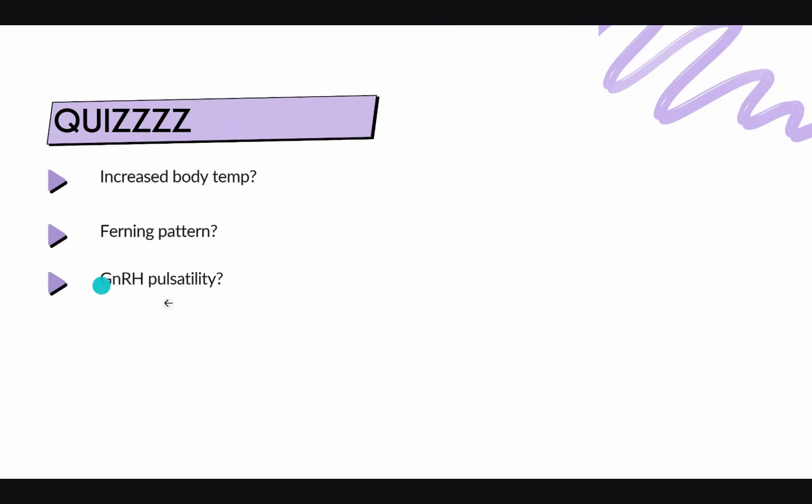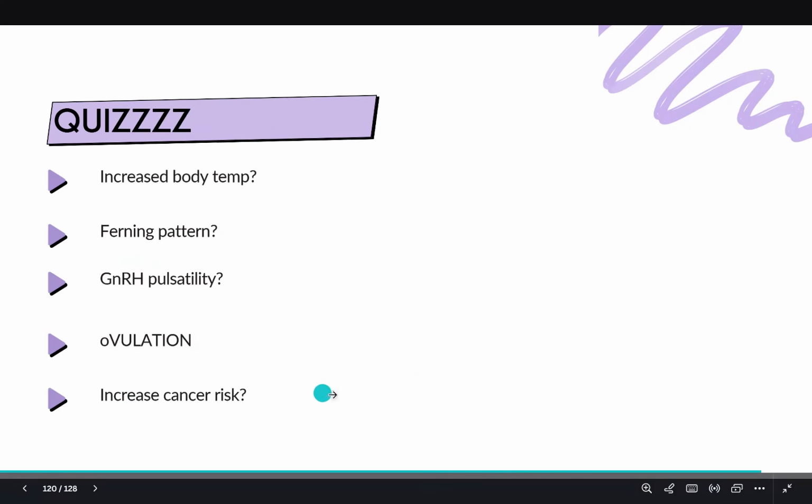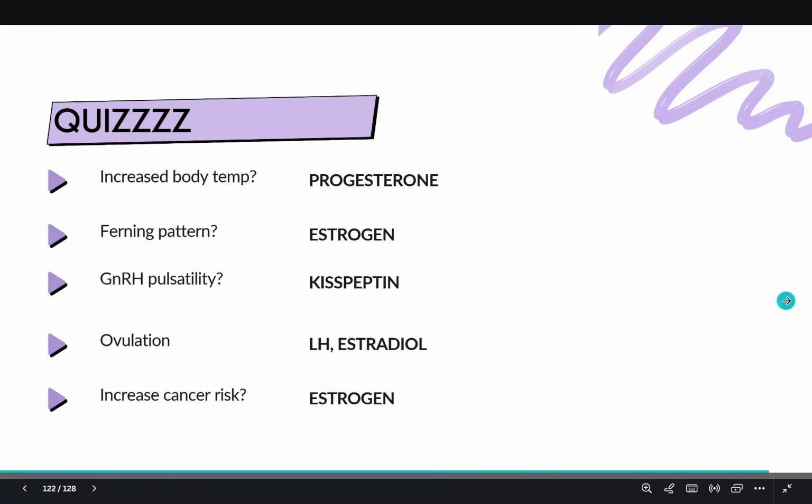What causes the GnRH pulsatility to kick in? It is kisspeptin. What about ovulation? Again, the two important hormones are LH and estrogen. What increases cervical cancer risk if it is abnormally high? Again, this is estrogen. All right. The answers are written over here.